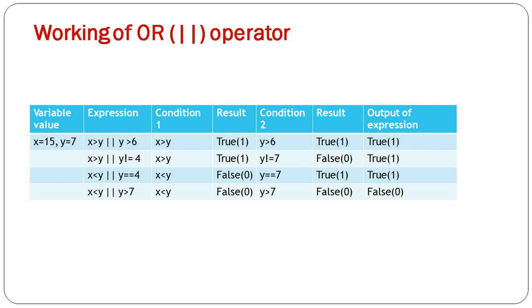So here, 15 and 7. In our first expression, 15 is greater than 7, it is true. Y is greater than 6, the value of y is 7. So condition 1 is true in the first expression. Then the second condition, that is y greater than 6, that is 7 greater than 6, is also true. So both are true, so our output is also true. In the second case, the value of x is 15. 15 greater than 7, so the first condition is true. The second condition is 7 not equal to 4, which is also true. So both are true, so the output is true.